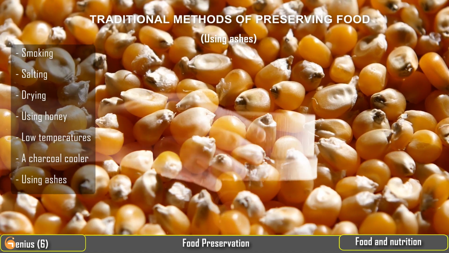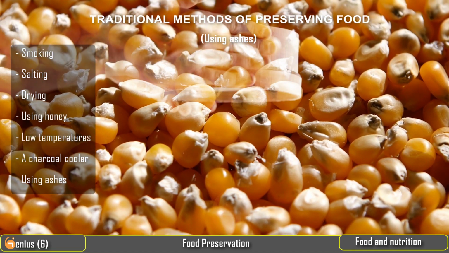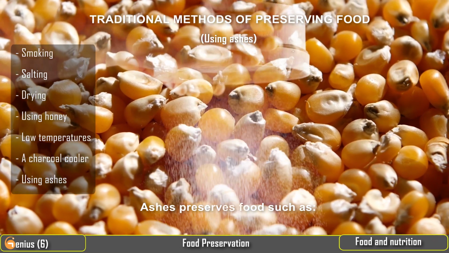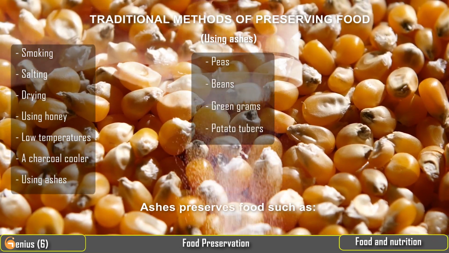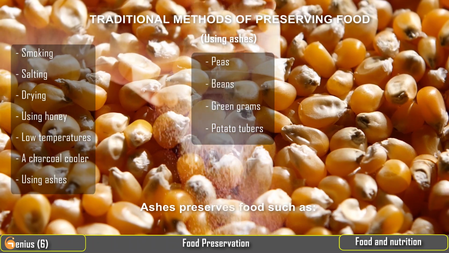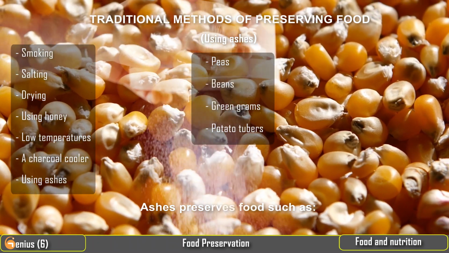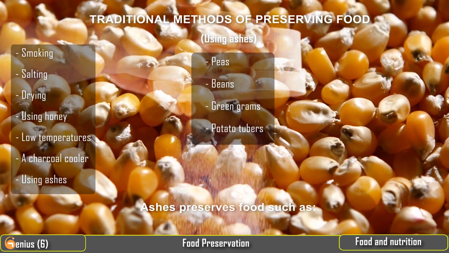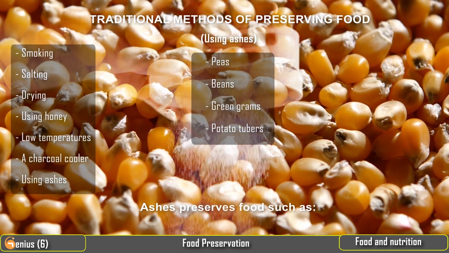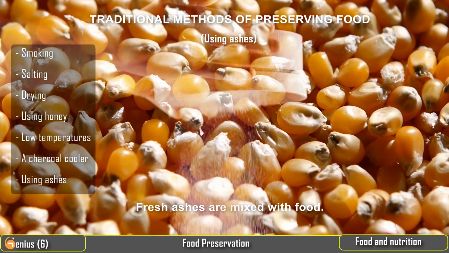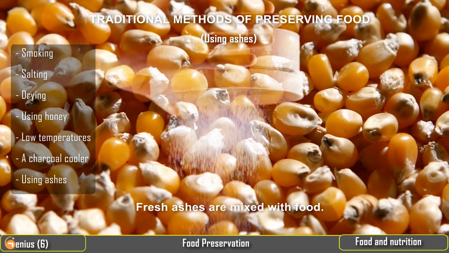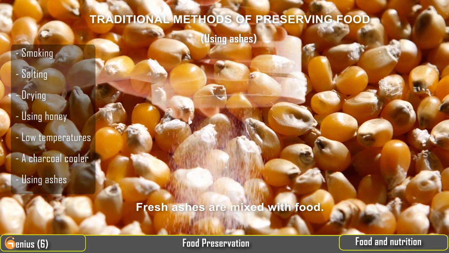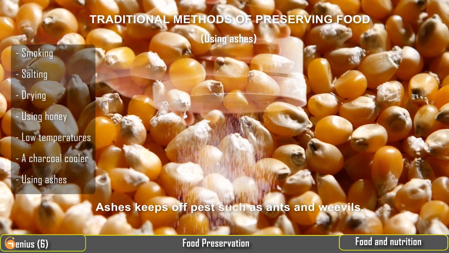Using ashes. Ashes preserves food such as peas, beans, green grams, potato tubers. Fresh ashes are mixed with food. Ashes keeps off pests such as ants and weevils.